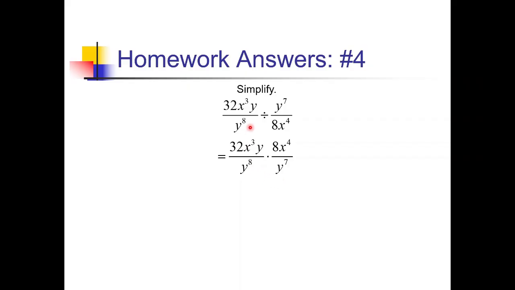All we can do is cancel out this y with one of the y's down here. I'll do the y down in the lower left. So that ends up being y to the seventh down there. And then multiplying straight across, 32 times 8, that's going to be, let me think, 256. And then x to the third times x to the fourth, that's x to the seventh, adding the exponents. And then y to the seventh times itself is going to be y to the 14th, 7 plus 7.